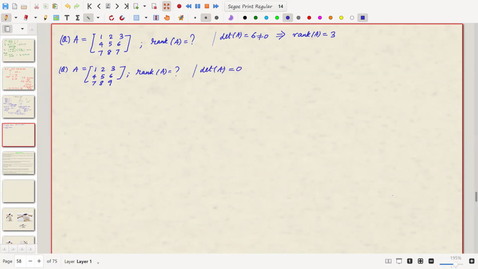Because determinant of A is 0, that implies that rank of A cannot be equal to 3. It should be less than 3. If it is less than 3, how to compute that? How will you compute rank here?